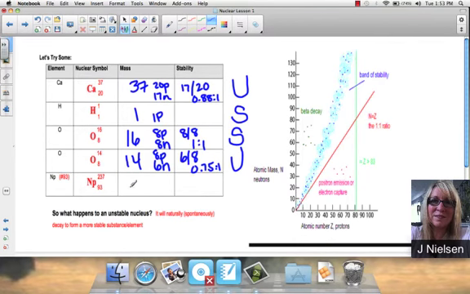And the last one is neptunium. It's got a mass of 237. So that means it's got 93 protons, and 237 minus 93 gives us 144 neutrons.